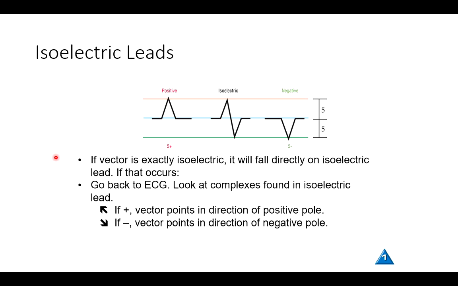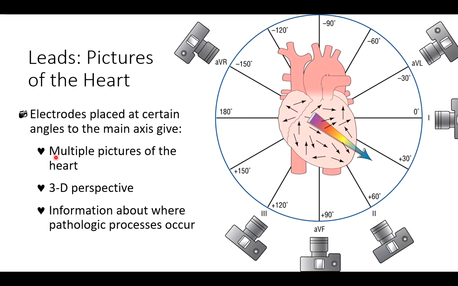So the vector can point in one of two directions, either negative or positive, but in this case it may be equally positive and equally negative. So this maybe gives some perspective to how this lead or waveform is taking pictures.